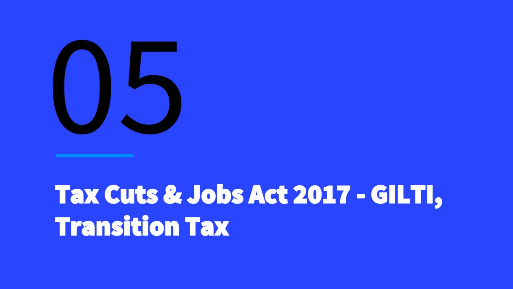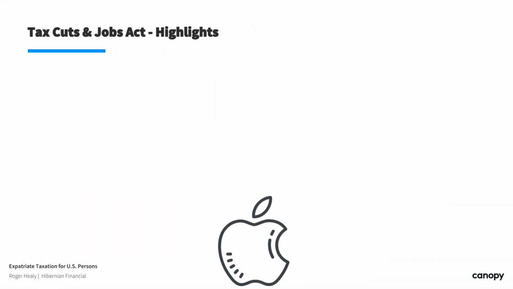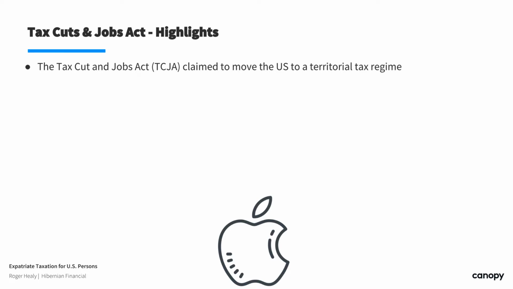The Tax Cut and Jobs Act. Let's talk briefly about some of the impacts of the Tax Cut and Jobs Act. The Tax Cut and Jobs Act claimed to move the US to a territorial tax regime. It made significant changes to the international taxation of US companies and US persons.